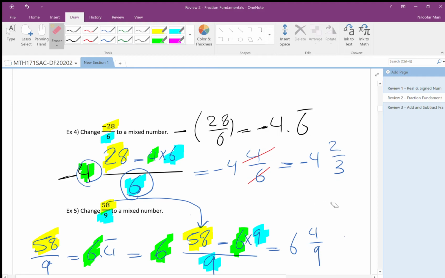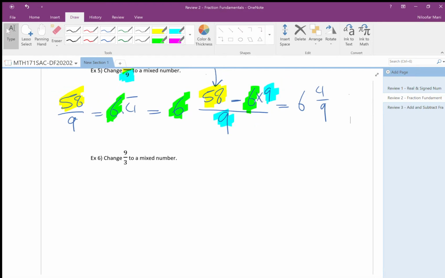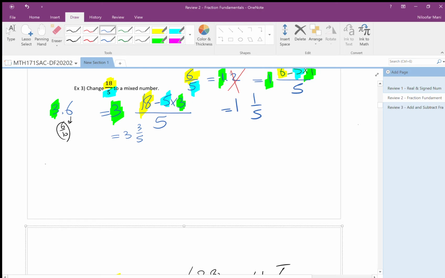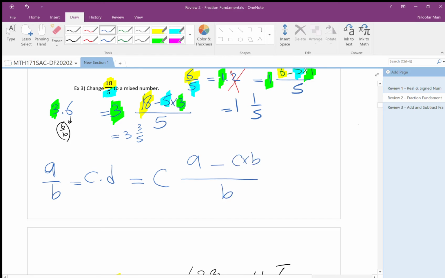So let me see. Here I can just write a formula for you. I'm not sure if I have room here. Maybe, yes. So it's A, for example, divided by B. You find the answer C point D, for example, and you don't care for C at all. So you do A minus C times B, divided by B, and find the answer. A is what you had on top, and then you multiply C and B, and you subtract it to see how many is left. Okay?